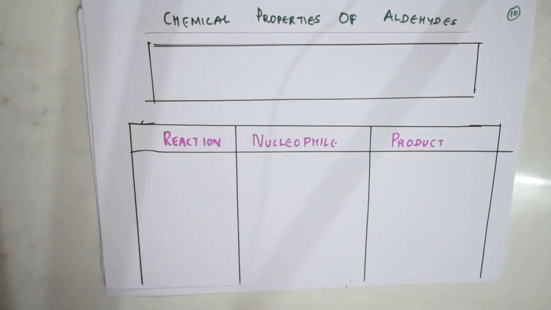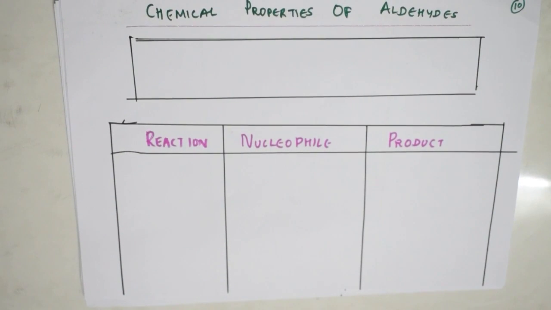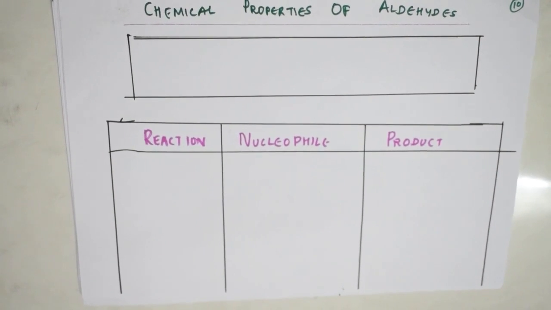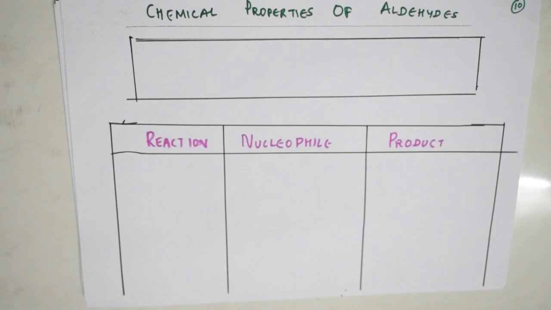Now let us see the chemical properties of acids and aldehydes in a very different and unique way. Right, students, after the preparations, let's see the chemical properties of aldehydes, ketones and acids. As I said, this is an important thing. Let us learn the chemical properties in a different way.